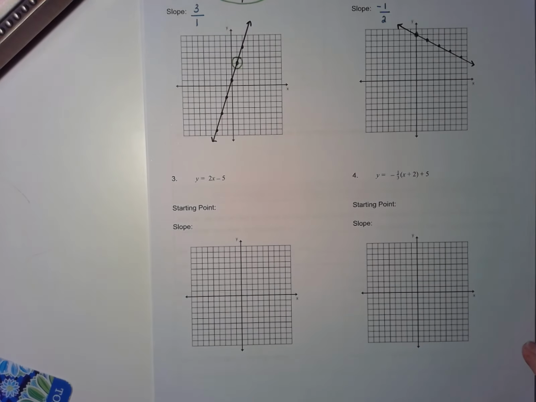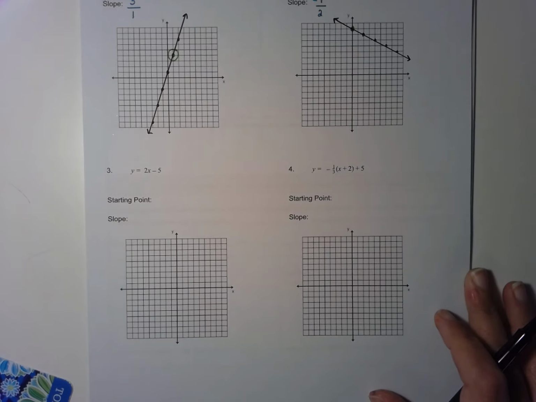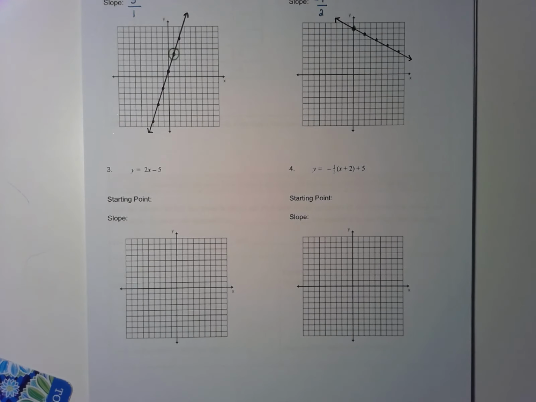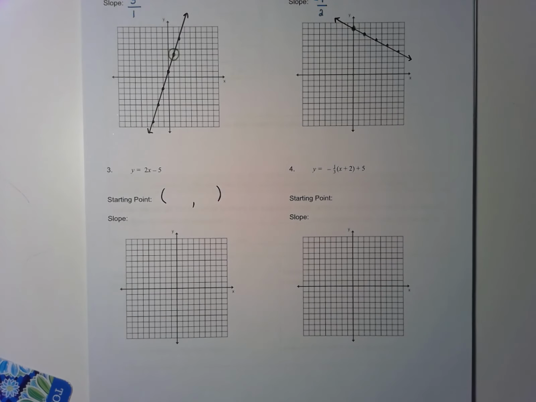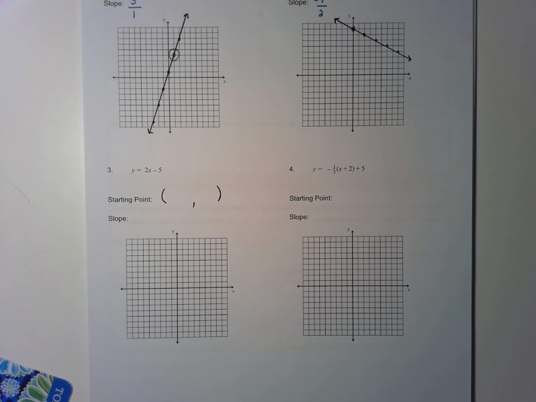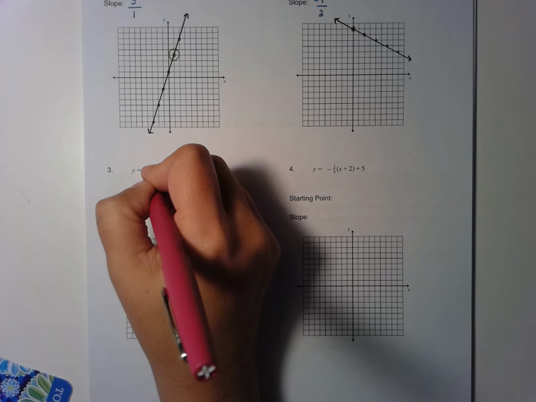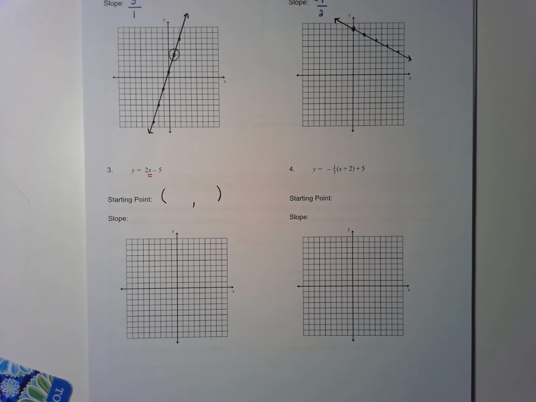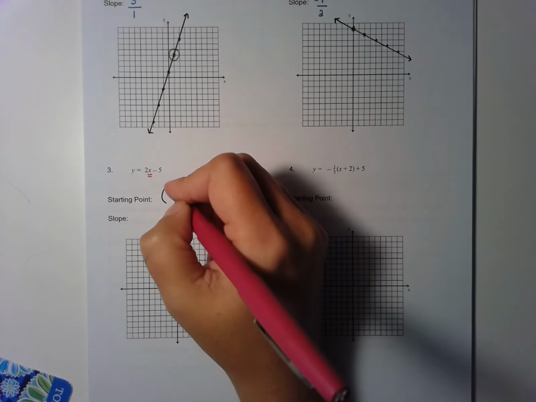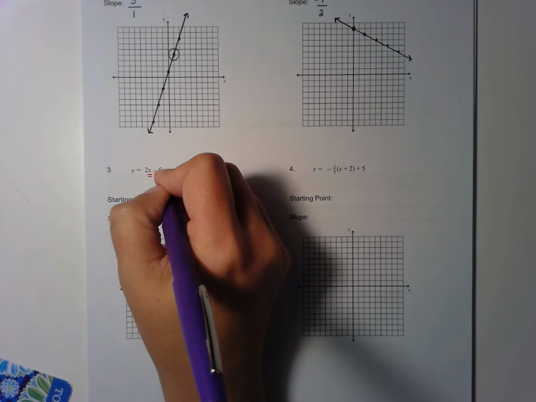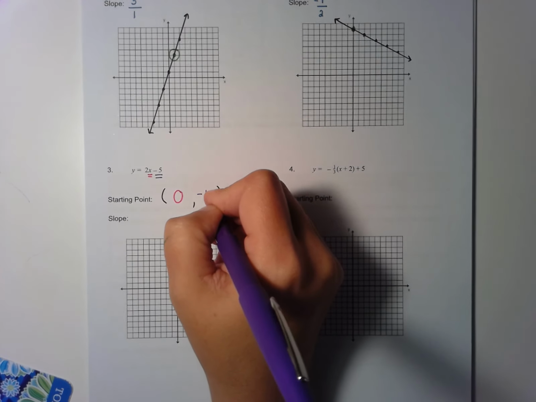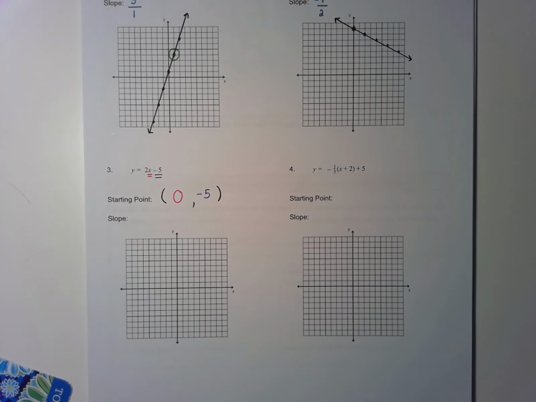Okay, for problem number 3, we need a starting point and we need a slope. So our starting point is going to have an x and a y, and our slope is going to be the number that's multiplied by x. In this case, our x is actually written at the beginning, but that's okay. There's no parentheses, which means we didn't need to adjust the x at all. So it means this is a 0. And the starting y value is going to be the number that's not multiplied by x. In this case, that would be -5.